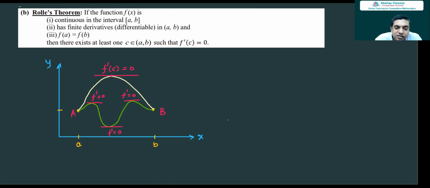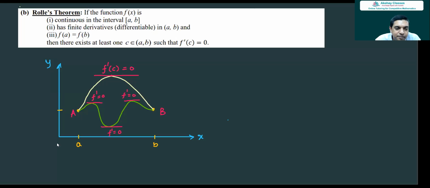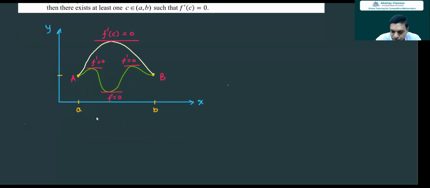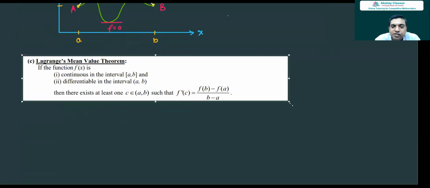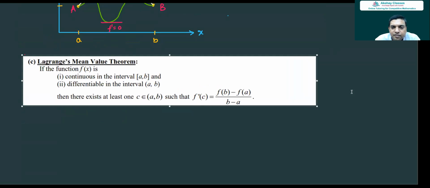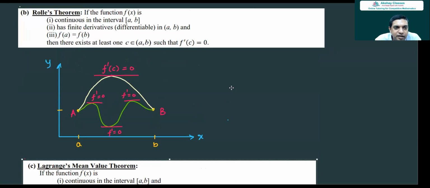All right. Next is the extension of Rolle's theorem. This is very popular, and this is known as the mean value theorem. Although the others are also mean value theorems, Rolle's theorem is a mean value theorem, but this is the general mean value theorem, Lagrange's mean value theorem. The difference between Rolle's theorem and Lagrange's mean value theorem is this. In Rolle's theorem, there are 3 conditions. In Lagrange's mean value theorem, there are 2 conditions. The third condition of Rolle's does not apply here.